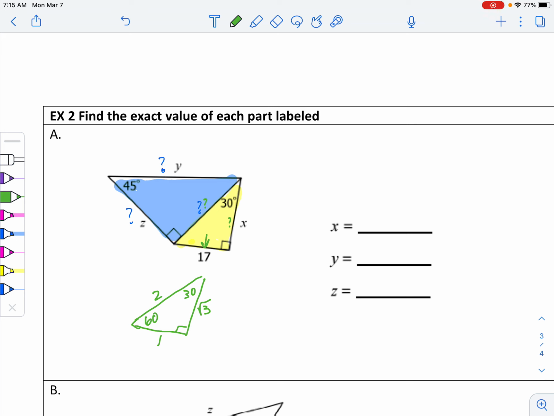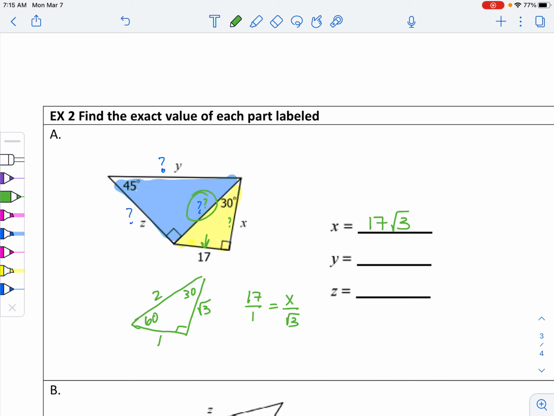That reflexive side will then give me the information I need in order to solve the blue triangle. So I'm going to set this up as 17 over 1 equals x over square root 3. Do my cross multiplication. X comes out as 17 square root 3. Got it.